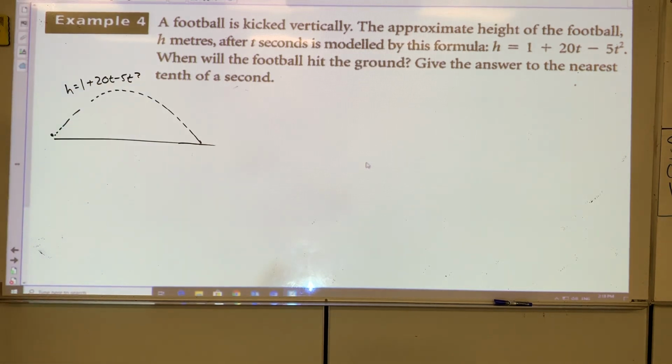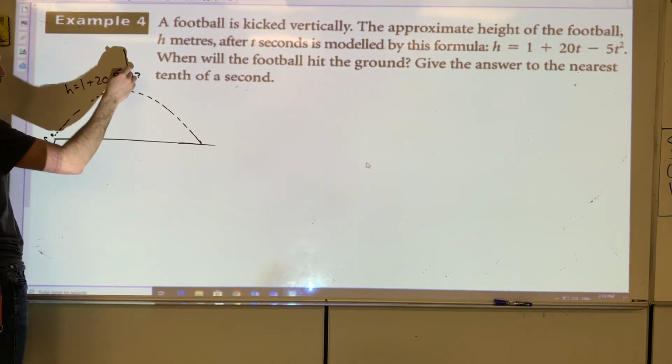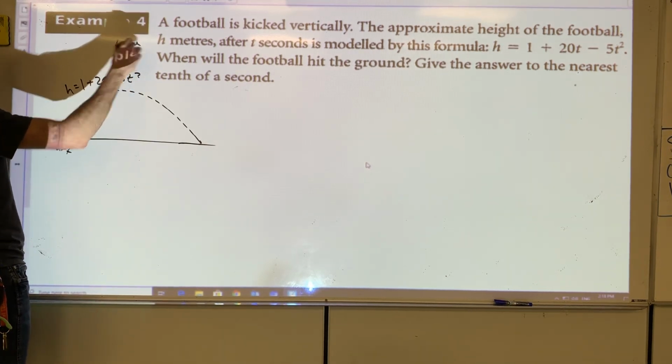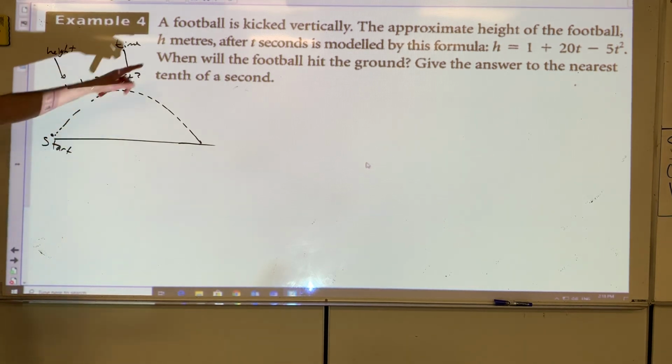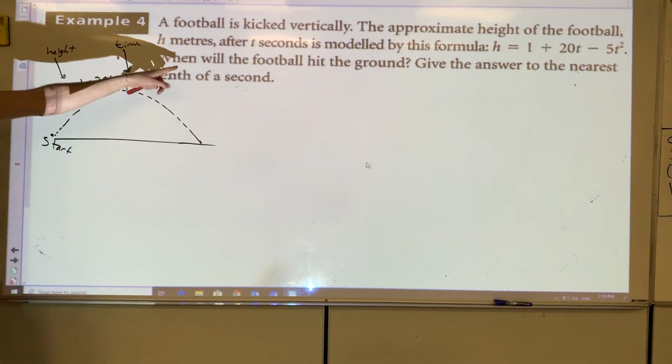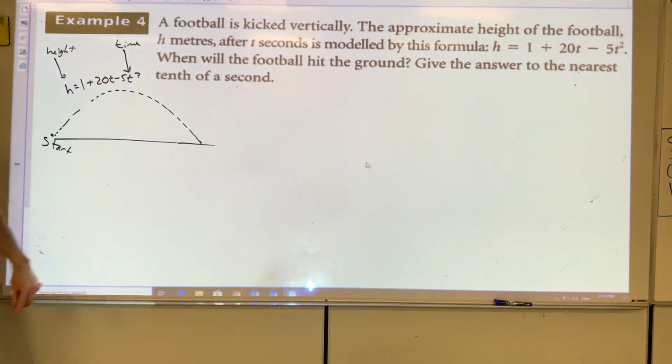Okay. When will the football hit the ground? Okay, so it starts here. So how much time goes by? And that's what the t is for. The t is time, and this is the height. I think it explains that in the question. It says that the approximate height, h meters, after t seconds is modeled by that formula.